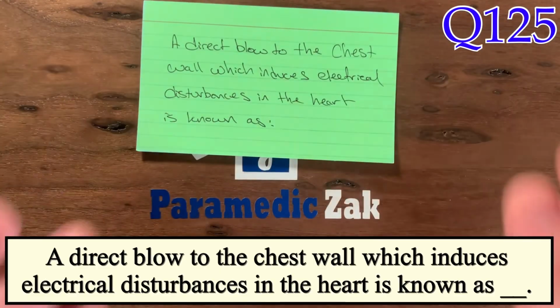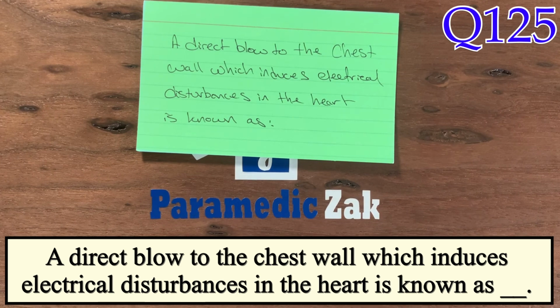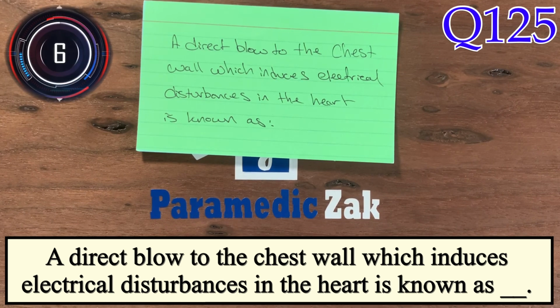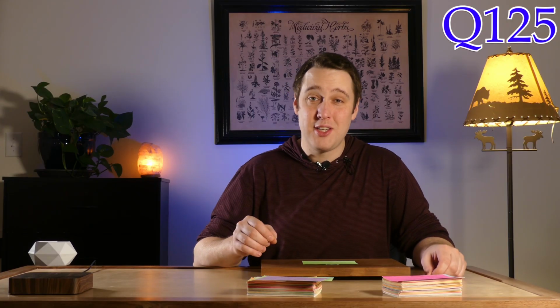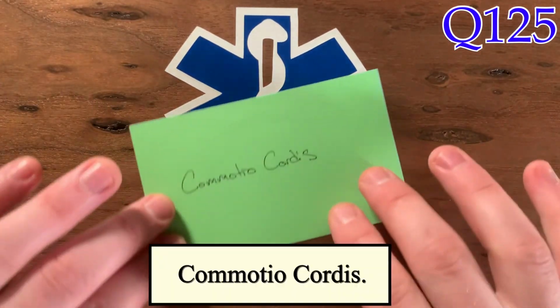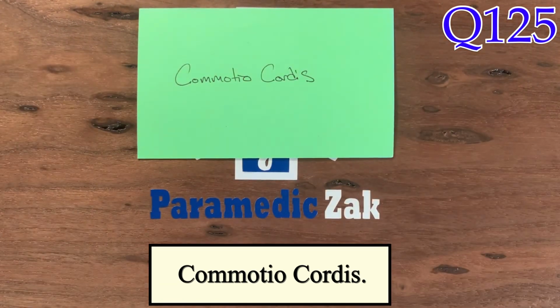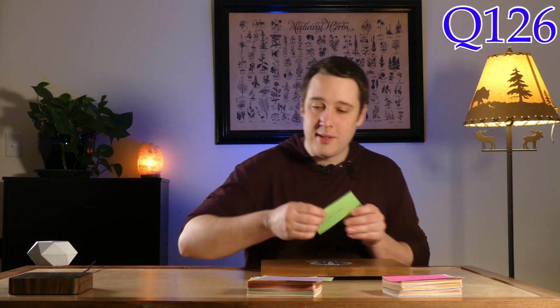A direct blow to the chest wall which induces electrical disturbances in the heart is known as blank. So a direct blow to the chest during the right point in the cardiac cycle can cause a lethal dysrhythmia and ultimately cardiac arrest. This condition is known as commotio cordis. Moving on to question 126.